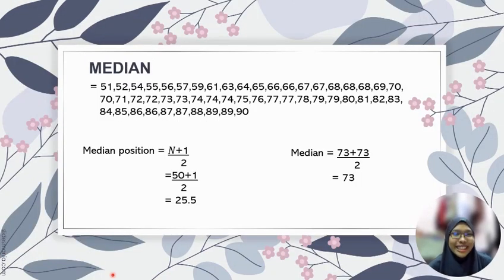Next, we go to the median. To calculate the median, you need to arrange the data in order, and after that, you find the median position, which is n plus 1 over 2, and you get 25.5. Now, you choose in the data, the median is 73 plus 73 over 2, and you get 73.